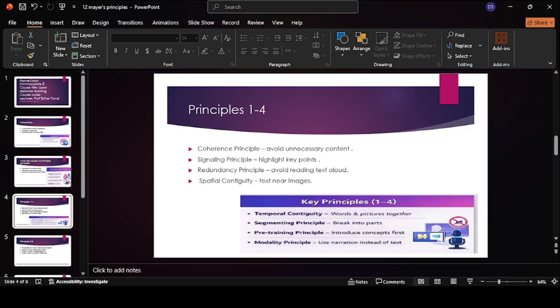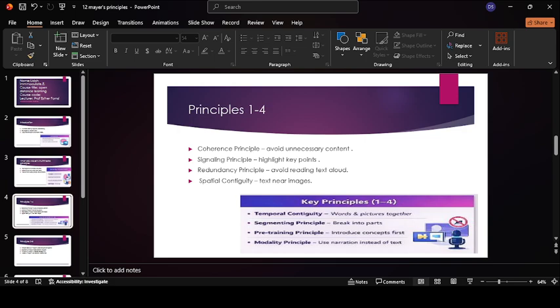So the first principle is the coherence principle. It talks about how to avoid unnecessary content, unnecessary lessons that are not important in whatever you're teaching your students online. Then the next principle is the signaling principle. It talks about how to highlight your key points in whatever you're teaching using bold text and arrows when teaching your students online.